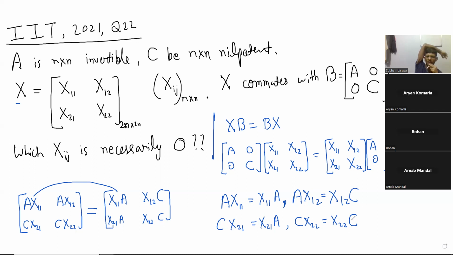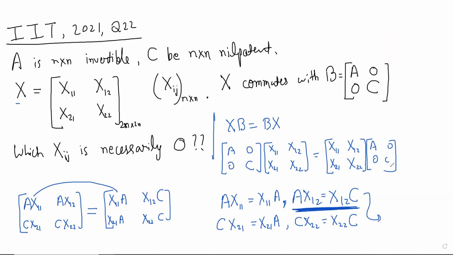So Arnab said that... yeah, Arjun, go on. Yes, sir. So if we have ax12 equal to x12c, then we can multiply both sides of the equation by c to the power k minus 1, where c to the power k is 0. You multiply both sides by c to the power k minus 1. Okay, so then you'll get ax12 c to the power k minus 1 is 0.